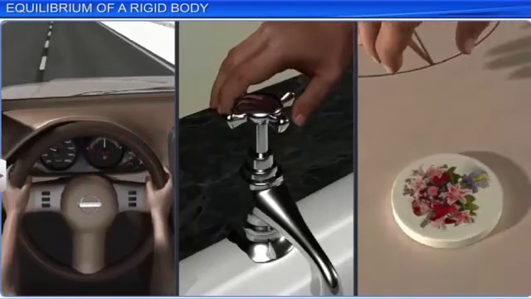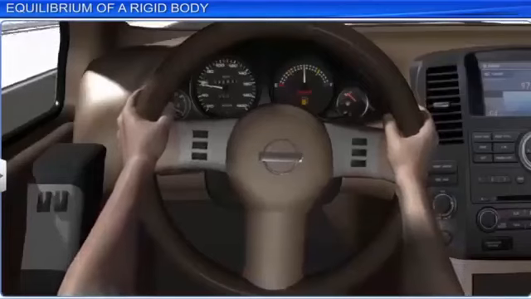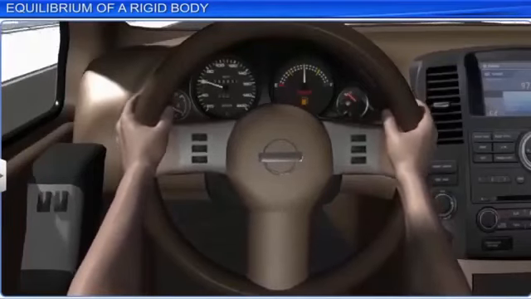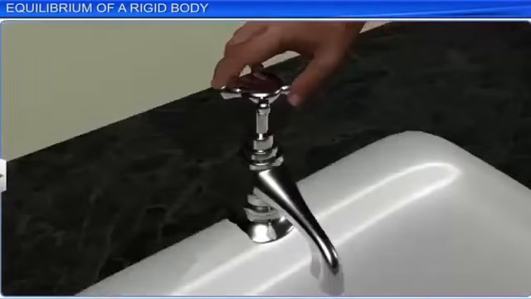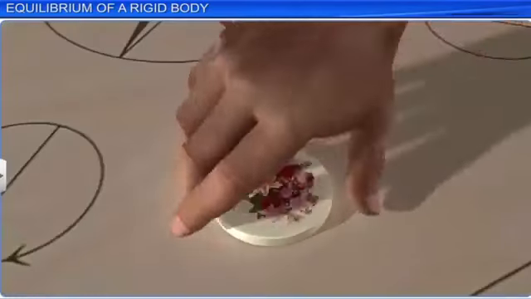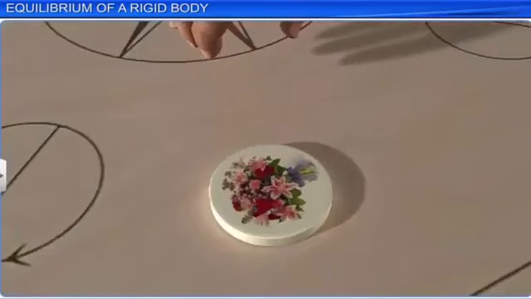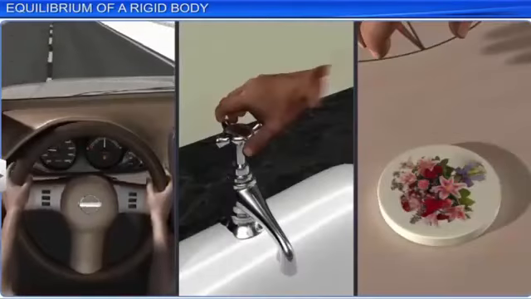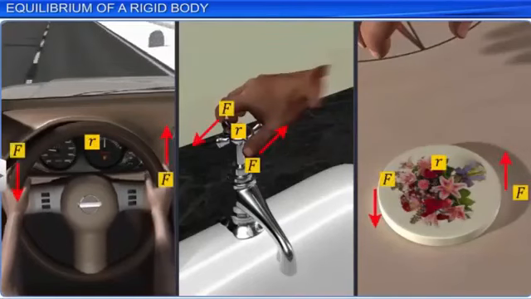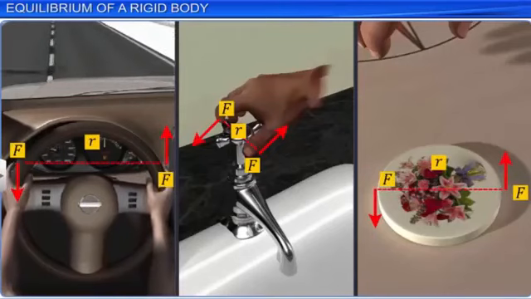2 parallel forces that are equal in magnitude and opposite in direction, acting on a rigid body with a different line of action, form a couple. For example, a couple is needed to rotate a steering wheel, or to open a tap, or to make a carom striker rotate. Moment of couple tau is equal to r cross F, where r is the perpendicular distance between the 2 forces. Let us consider a lever placed on a pivot.